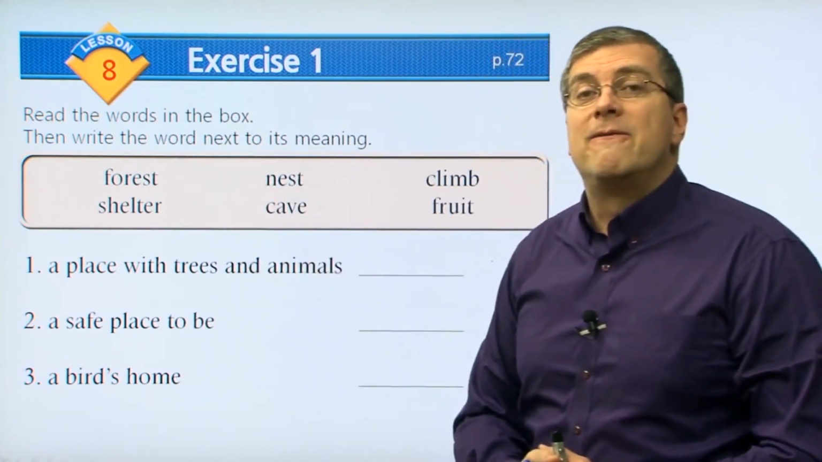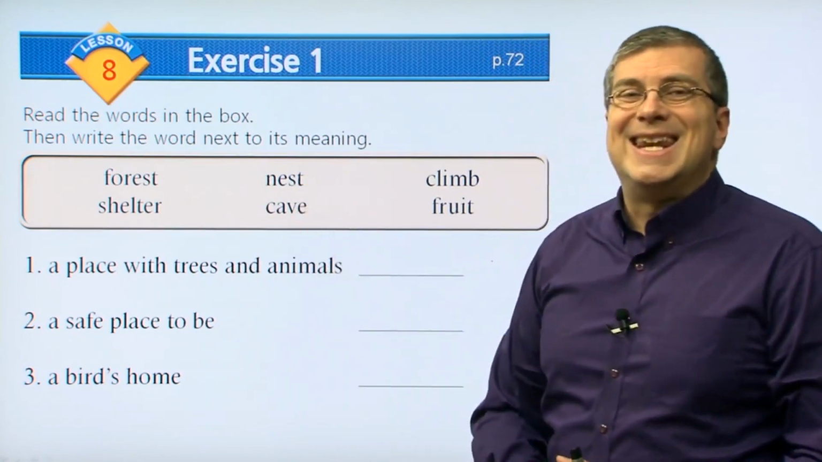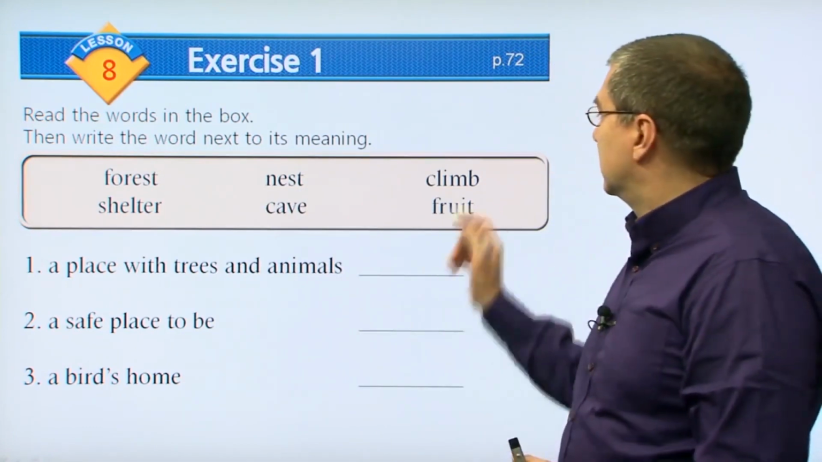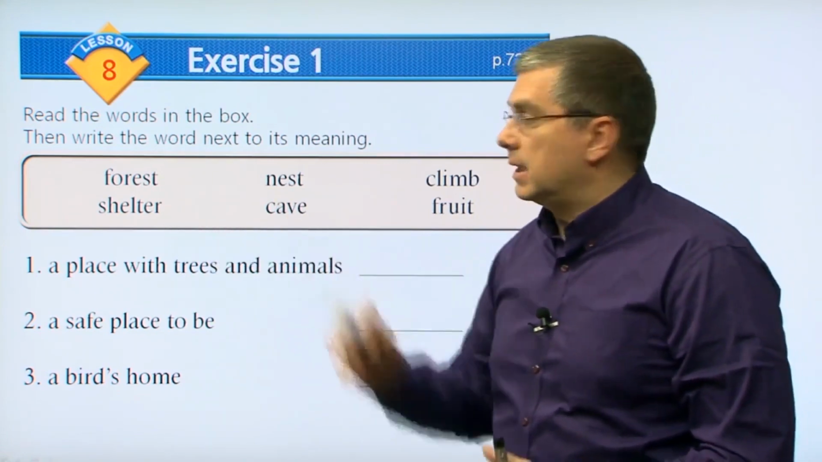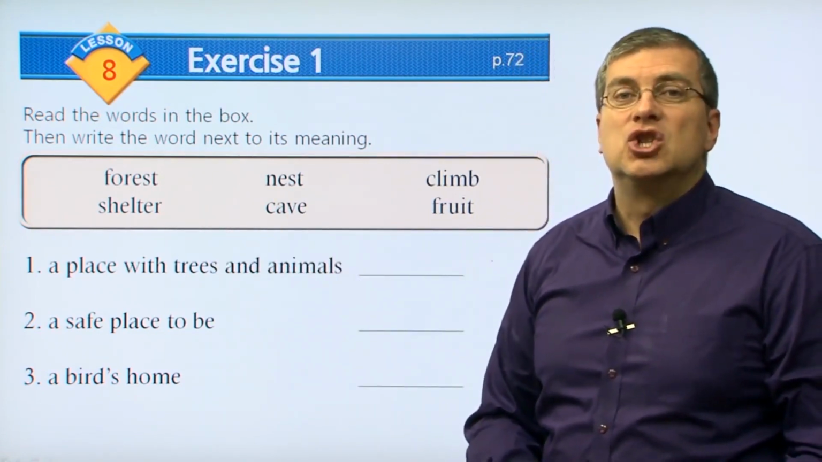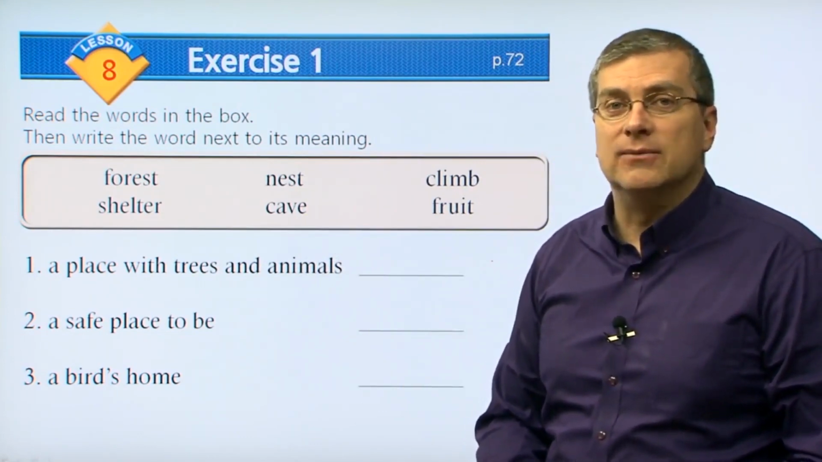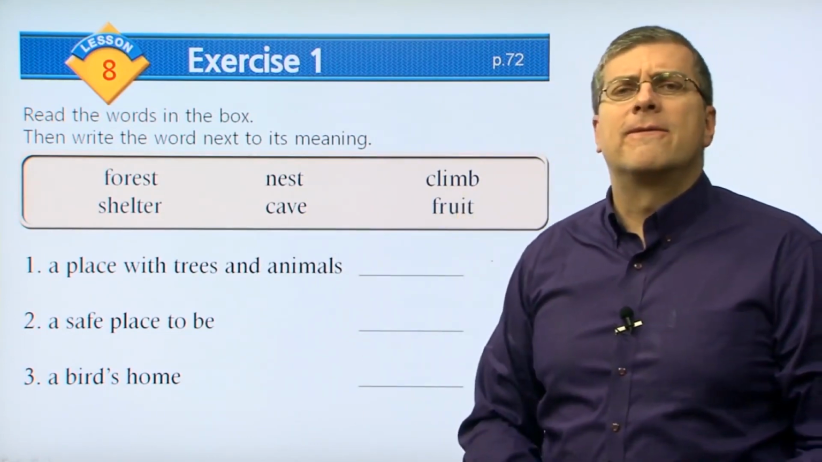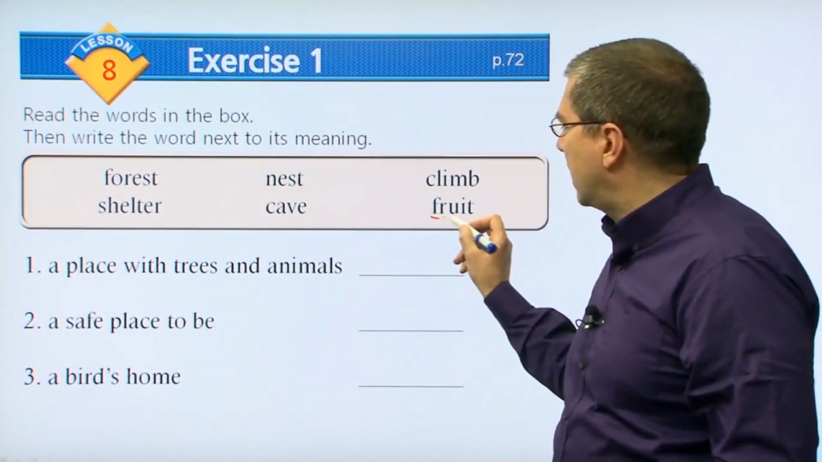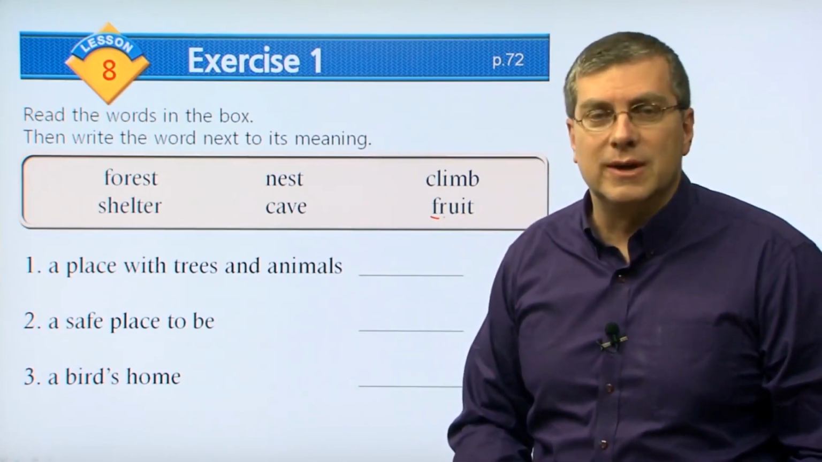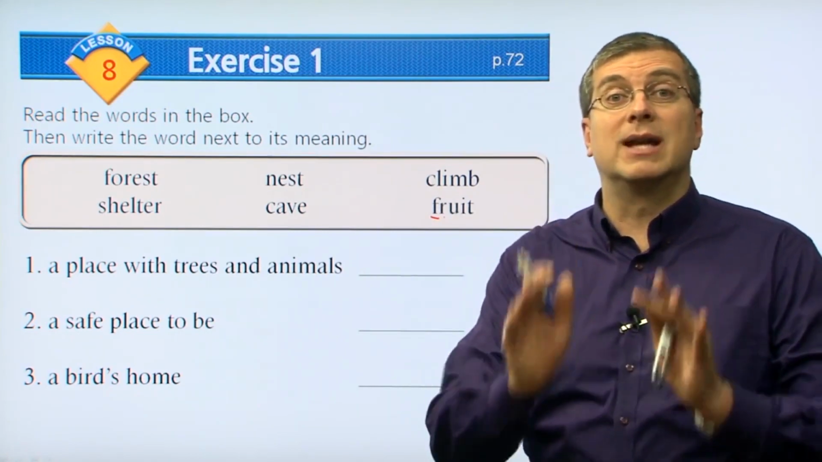First, we have forest. Forest. Okay. Next one, nest. Nest. Next one, climb. Climb. The next one here, shelter. Shelter. This one here, cave. Cave. And this one here, fruit. Fruit. That's a little difficult, isn't it? Because we have the F and the R. Fruit. Okay? So let's take a look at these words and match them with their definitions.